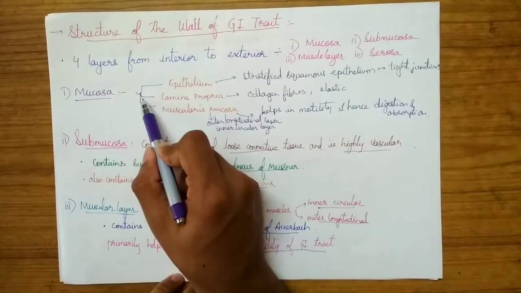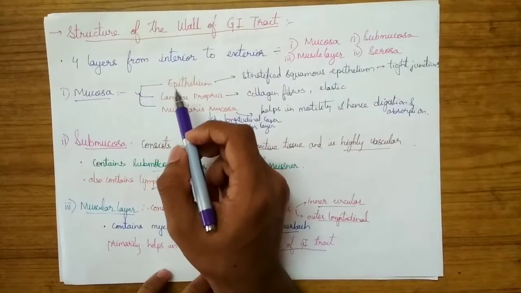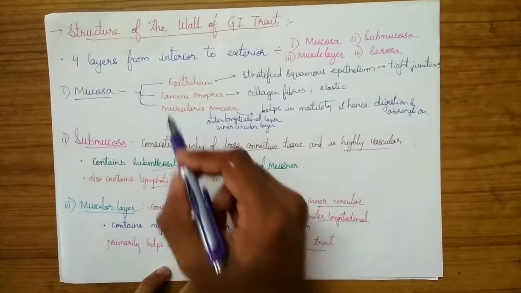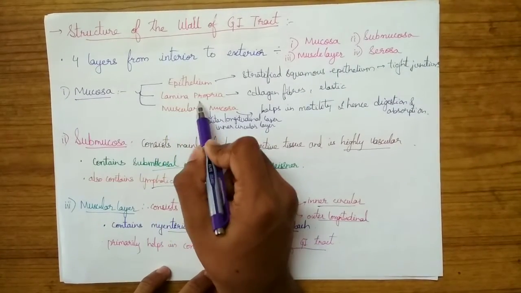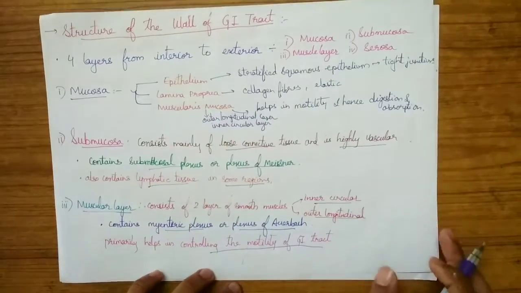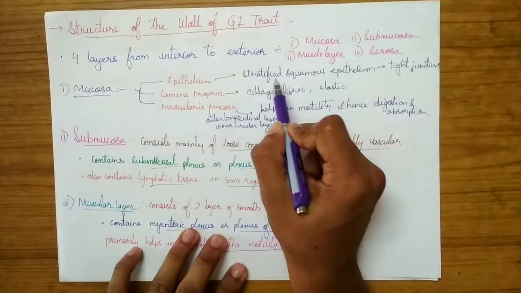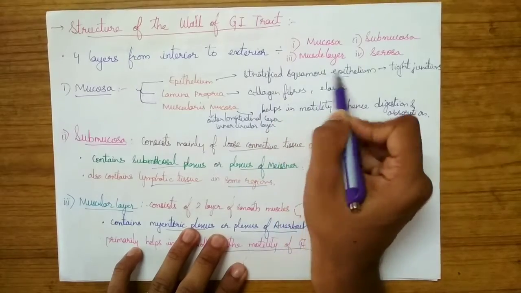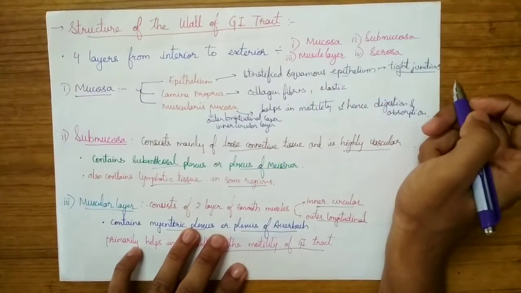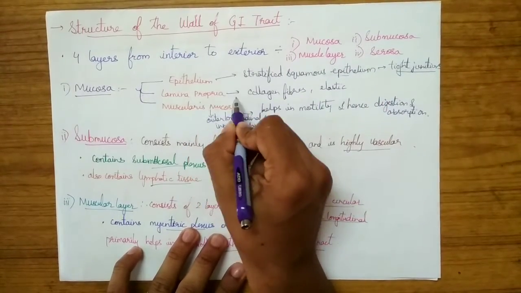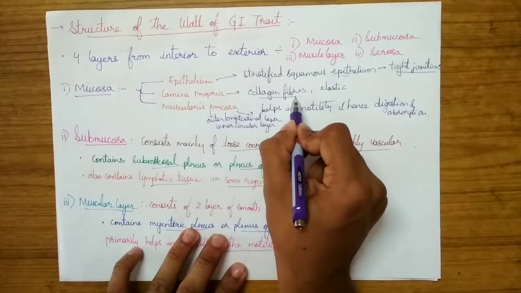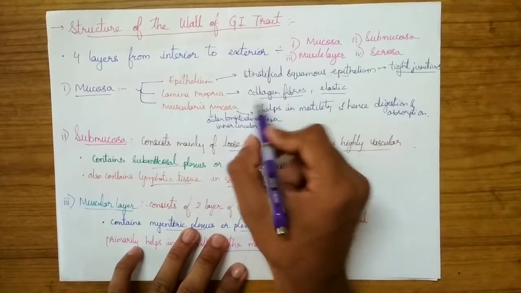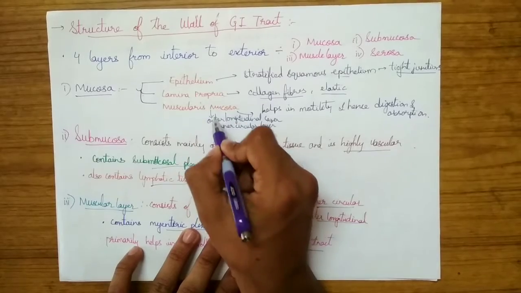So the first one is mucosa. It is the innermost layer of the GI tract. It also divides into epithelium, lamina propria and muscularis mucosa. The epithelium contains stratified squamous epithelium and it has tight junctions in it. The next one is the lamina propria. It contains collagen fibers and is quite elastic and connects the epithelium and muscularis mucosa.